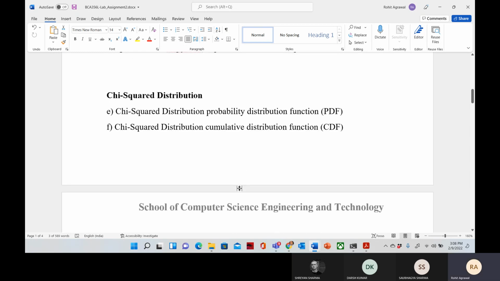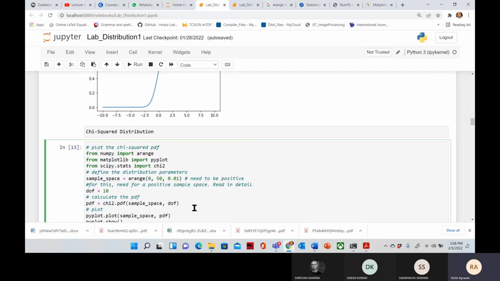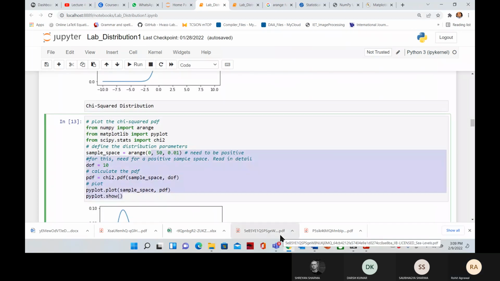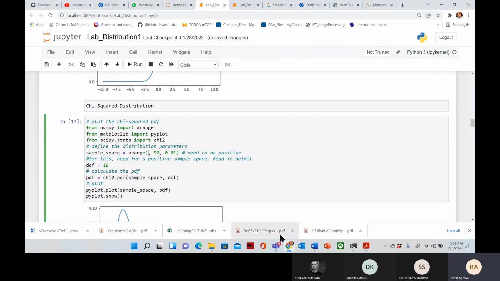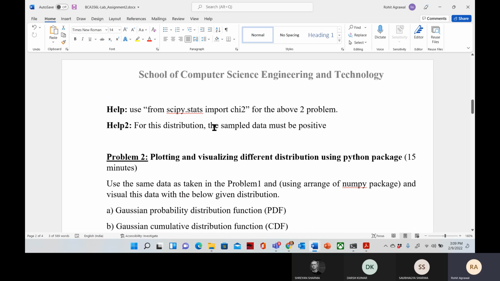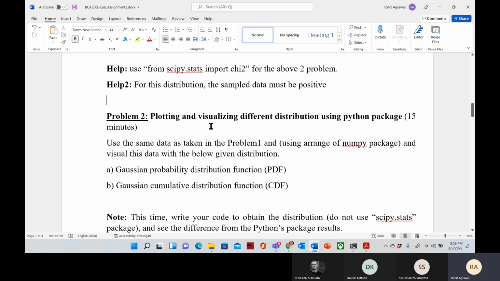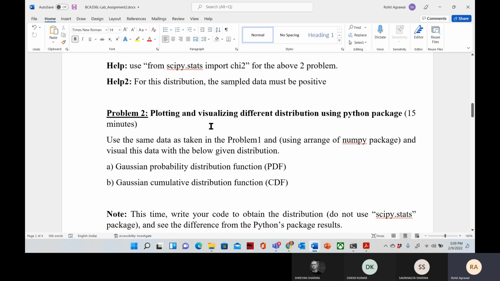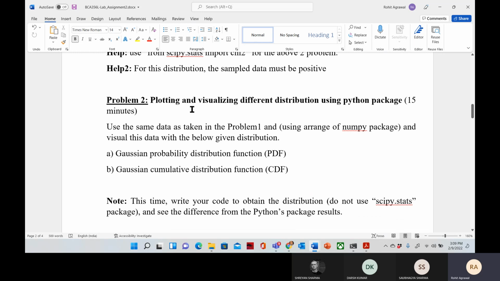For chi-square distribution, if you notice in the program, I didn't use -10, because in the chi-square distribution the sample data must be positive. Okay, we just want to see how this visualization looks. Now we are writing our own thing, using the same data name package, plotting and visualizing different distributions in Python.